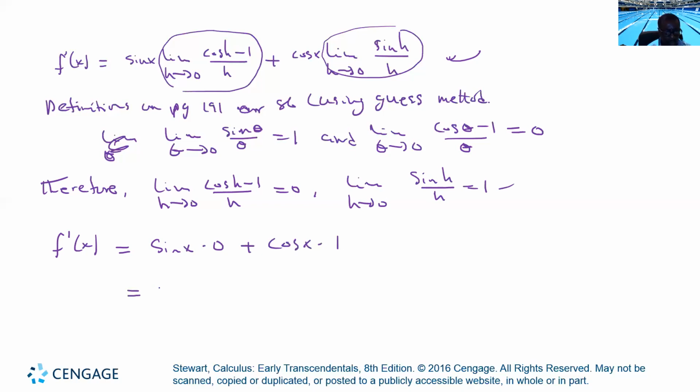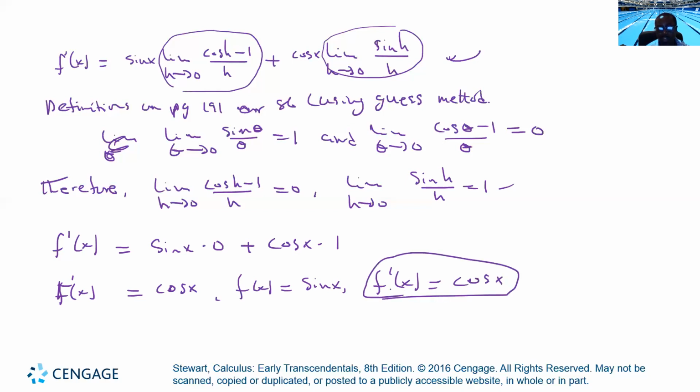And that gives us cosine of x. So if my f of x is sine, when you differentiate f of x with the sine, you get cosine of x. Okay, so this is how we get the cosine.